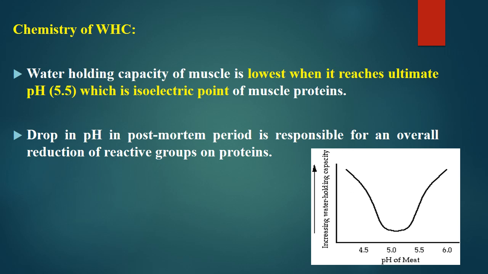Now, isoelectric pH is nearer to the ultimate pH, so the water holding capacity will be minimum at this ultimate pH. But when the pH is higher, then the ionization will be different and the water holding capacity will be more. So the drop in pH in the postmortem period is responsible for an overall reduction of reactive groups on proteins. So pH and water holding capacity are closely related, as we can see from this curve.